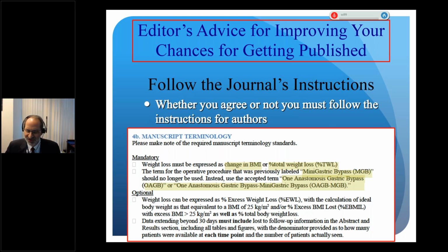Now, this is just a snippet from our instructions for authors. And what you can see here is that the weight loss must be expressed as change in BMI or percent total weight loss. What that's saying is it's not accepted just to put excess weight loss. As much as we all like excess weight loss, my brain works that way, you can include that in the paper, but you have to have either a change in the BMI or percent total weight loss, which is more consistent with the medical obesity community and what they write in their papers.